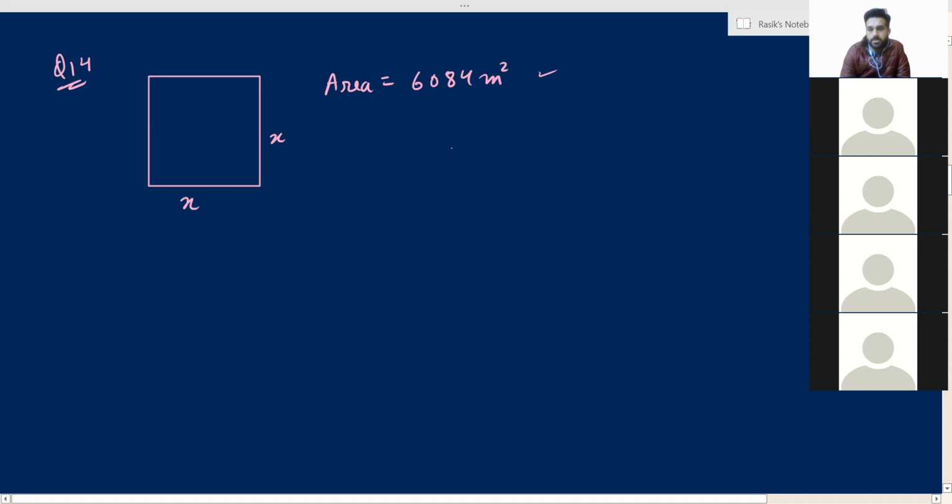Why by 4? Because we want to go 4 times around the boundary. There is a wire, and we have to take the wire 4 times around the boundary. So we will multiply the perimeter by 4, and we will get the total length of wire. Find out, everyone.